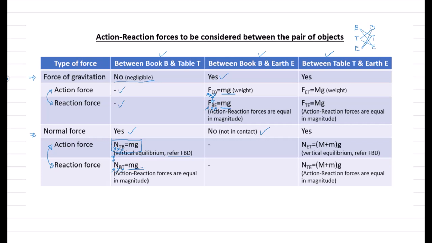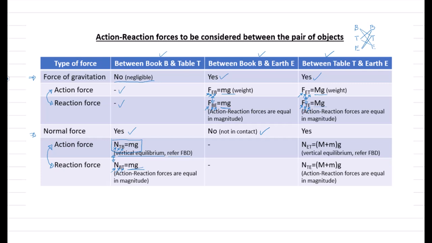Now let's focus on the forces applicable between table and Earth. First of all, will there be a force of gravitation? Yes, it will be. So let's see what the forces are. I have considered the action force as the force by Earth on the table, and we know that that is equal to the weight of the table, and that is equal to Mg, capital Mg. And how about the reaction force in this pair? That will be the force by the table on Earth. Because it's an action and reaction pair, the magnitude is the same, direction is opposite. So therefore, FTE will also be equal to Mg.